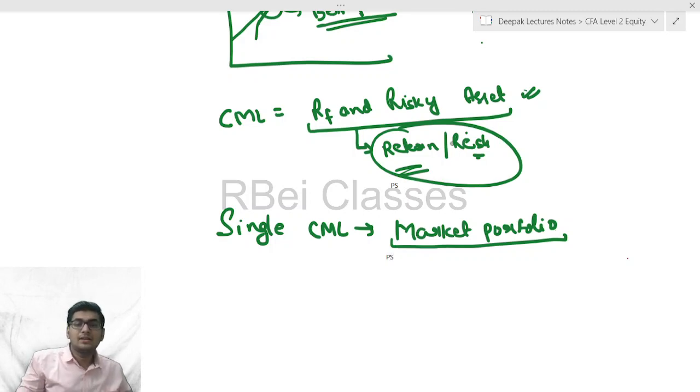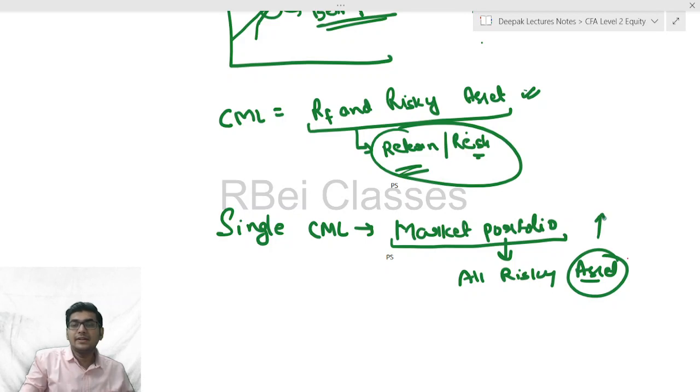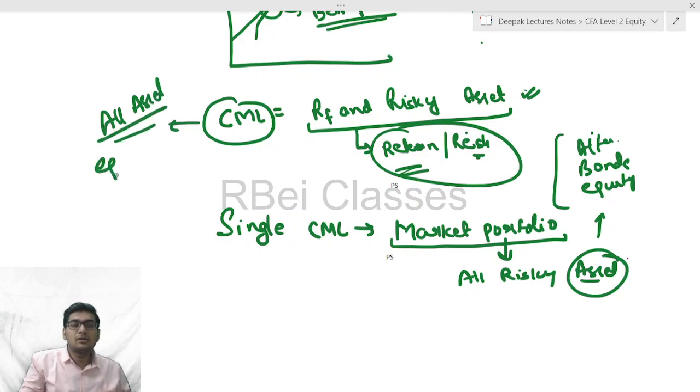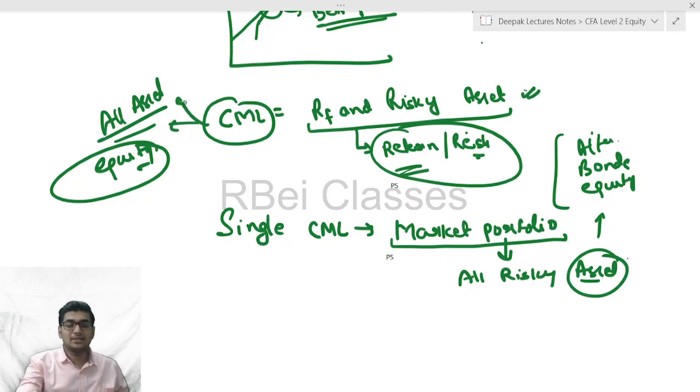And mark my word, they are discussing all risky assets. All risky assets in the world. When you are talking about assets, it includes bonds, equity, alternative investments, currencies, commodities, everything. So CML is about all assets. They have used the words all assets. If in the exam they confuse you with the word equity, don't get confused. CML is about all assets.